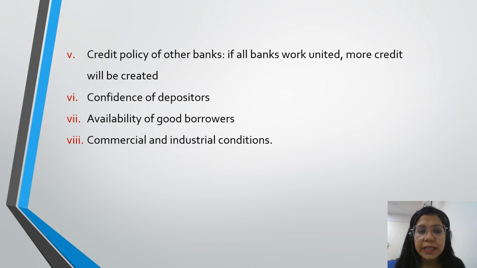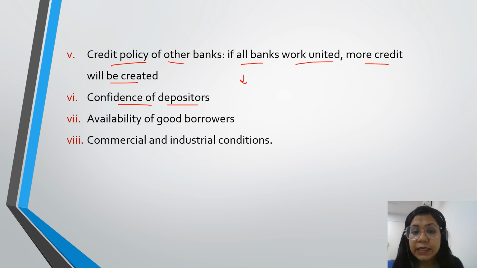The fifth is the credit policy of other banks. If banks do not cooperate with each other, then the credit creation will be less. But if all banks work united, then more credit will be created by all the banks. Sixth is the confidence of depositors. If the depositors are confident in the banks, then they will deposit more amounts. That means the primary deposits will increase, and that will lead to the increase in credit creation capacity.